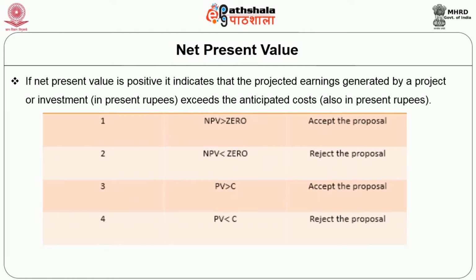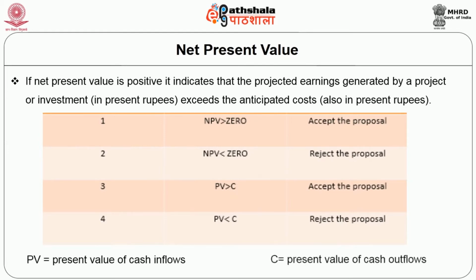If NPV is greater than 0, accept the proposal. If NPV is less than 0, reject the proposal. If PV is greater than C, accept the proposal. If PV is less than C, reject the proposal. PV is the present value of cash inflow, and C is the present value of cash outflow.